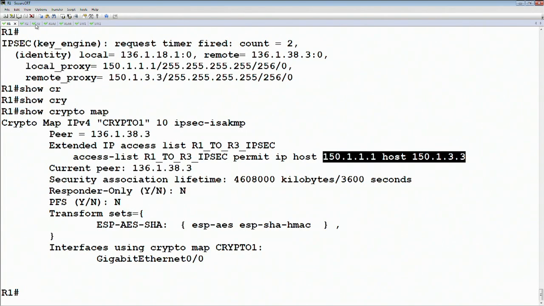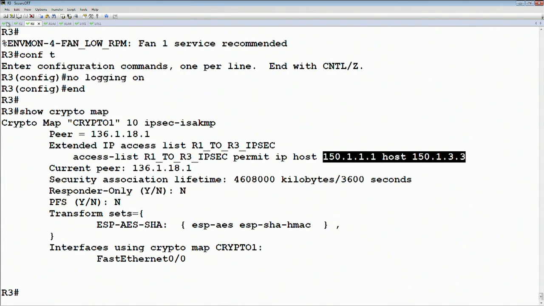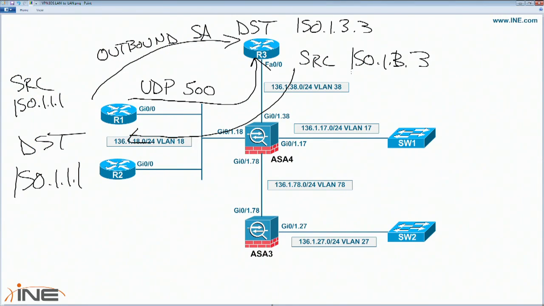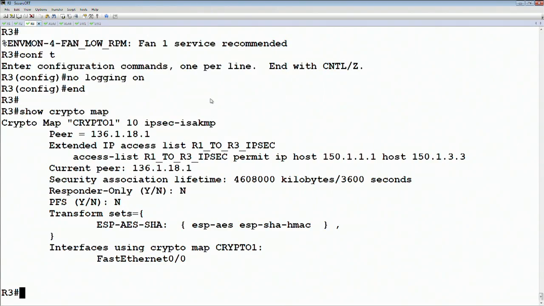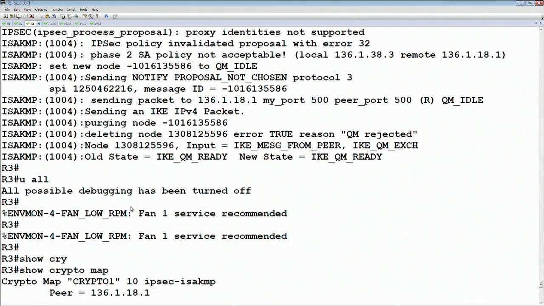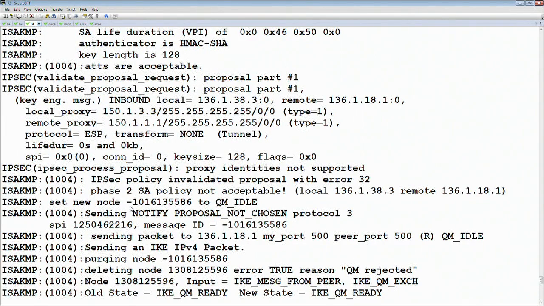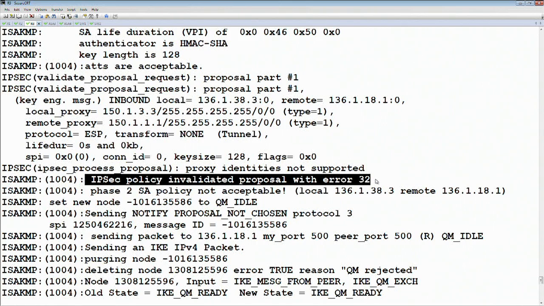So the problem is that when we were configuring this, basically the same ACL got pasted in where it should have actually been the opposite. It should have been that the source was router 3's loopback and the destination was router 1's. And again, from the output of the debug here, we can tell that if the proxy ACLs or the proxy identities do not match, then that is going to invalidate the phase 2 policy. So they will not be able to form the tunnel if they do not agree on what is the traffic that is supposed to go inside the tunnel.